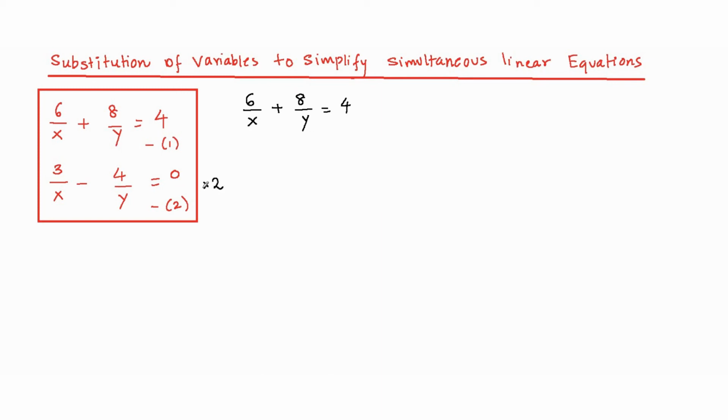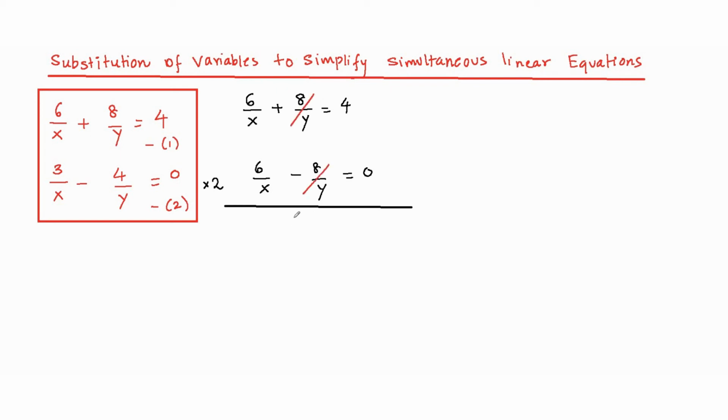So if I multiply the second equation by 2, what I get is 6 upon x minus 4 by y into 2, which is minus 8 upon y, is equal to 0. And therefore, I can now simply add these two equations. When I add these two equations, plus 8 by y and minus 8 by y cancel.